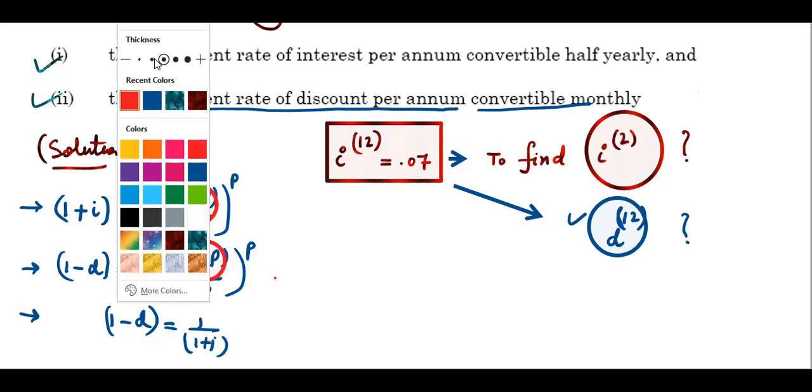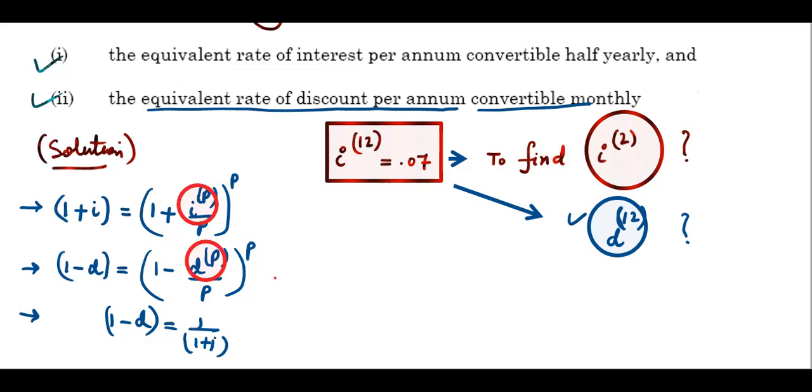So we'll start writing D12 because D12 is what you need. So I will use this formula, the second one. Okay. Let me keep D12 in the left hand side. (1 - D12/12)^12 is 1 minus D. So we came to D level now.